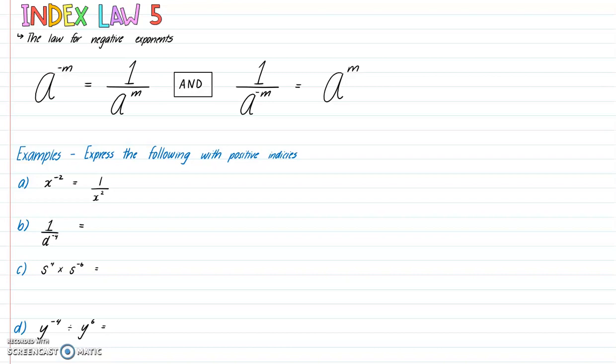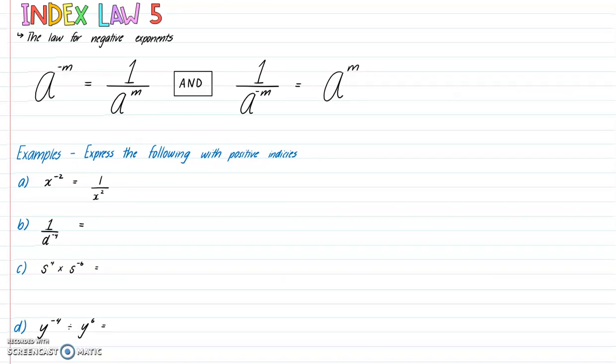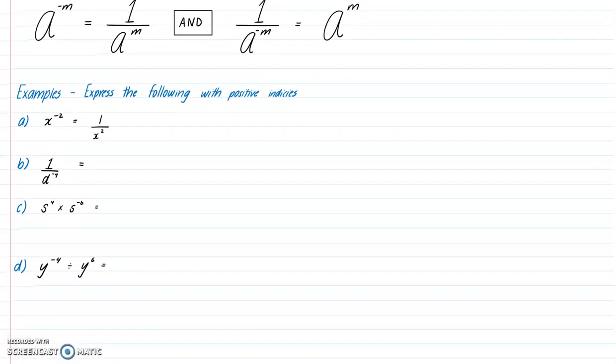If we have a look at b, we can see that we have the negative in the bottom. So we have 1 over d to the power of negative 4. So instead of having that in the denominator, we're going to bring it up to the top and make the exponent positive, and so we would have d to the power of 4.